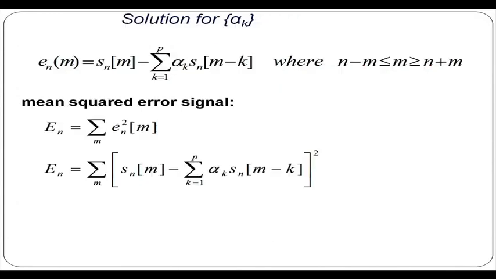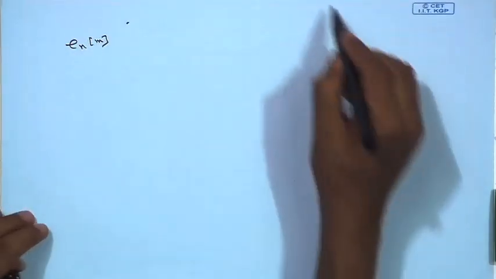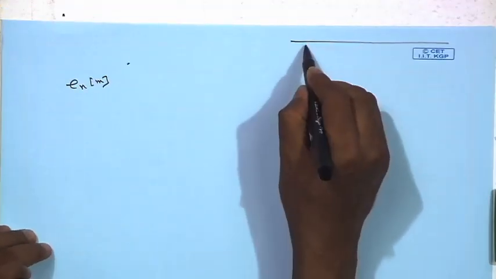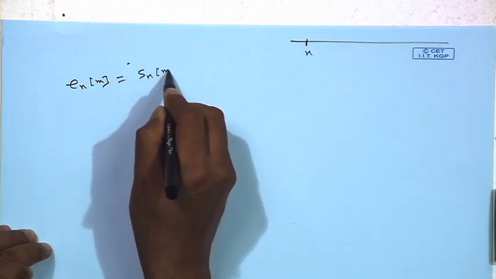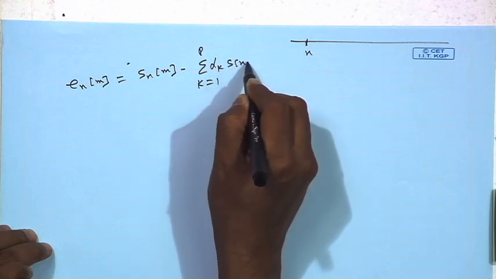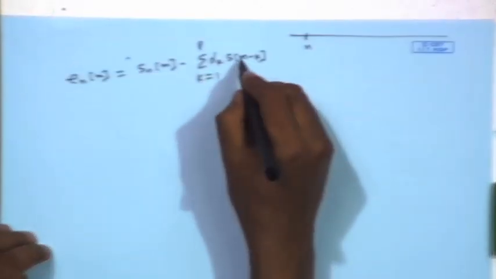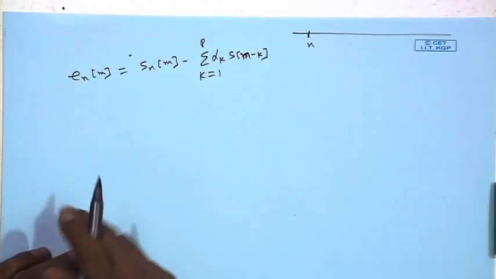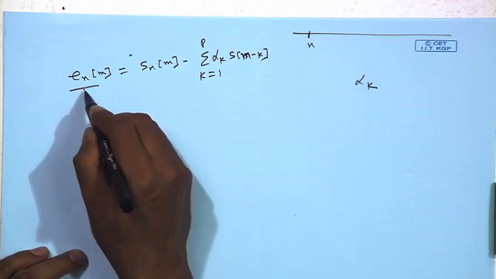So, if my estimate is alpha k, I can say the error for the m-th sample of the speech signal, taking the n-th position, E n m, is nothing but S n m minus the sum over k equal to 1 to p of alpha k s of m minus k. I know the error, so I have to find the set of alpha k for which this error is minimum.